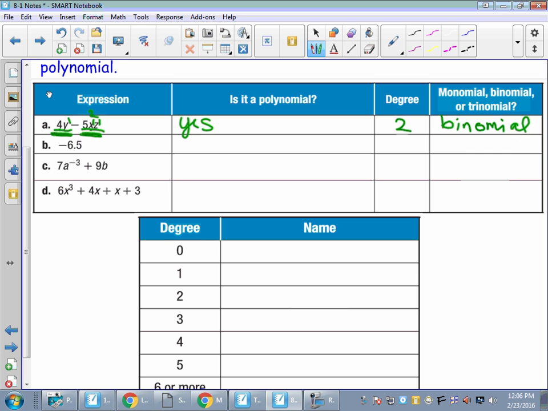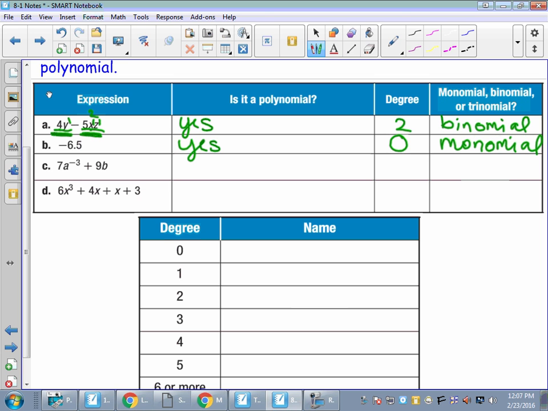-6.5, is it a polynomial? Yes, it's a number. The degree of this number, it doesn't have a variable. So if it doesn't have a variable, it can't have a degree, so it's 0. The degree of that monomial is 0. There's no exponents of variables to add up there. And this is considered a monomial. It's just a number. So if you're confused on what a monomial is, look in your notes from Chapter 7, the very first section.